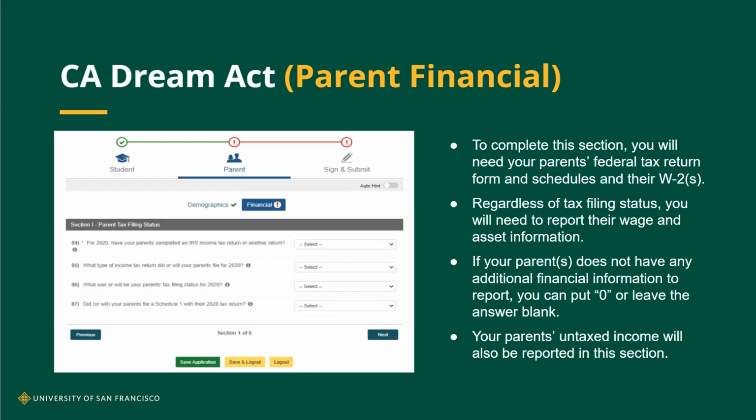For the parent financial section, you will need your parents' federal tax return form and schedules, as well as their W-2s. And also, regardless of their tax filing status, you will need to report wage and asset information. If your parent does not have any additional information to report, you can also put a 0 or leave the answer blank. And it will also ask you some more information regarding their untaxed income if they have any.